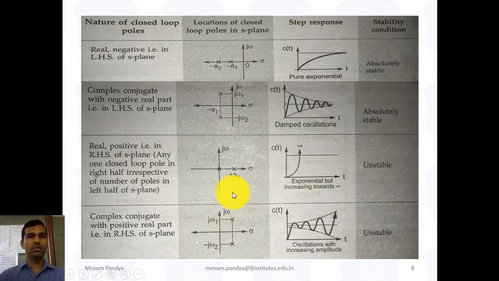And this is a complex pole of this system. Here you see the complex pole is also present on the right hand side. So as we discussed about the definition, this system is also an unstable system. So by using the transfer function we can also find out the stability of the system. Okay.